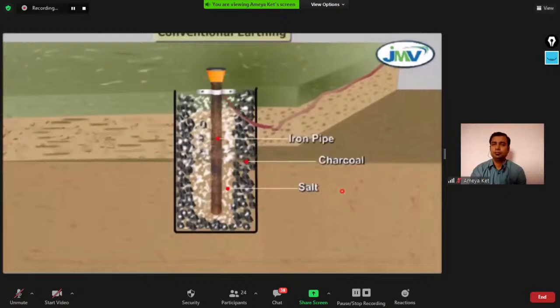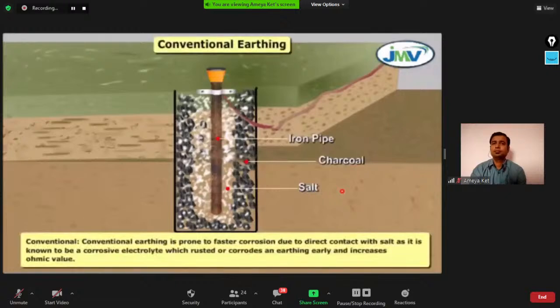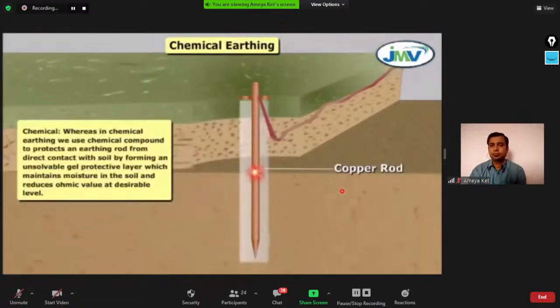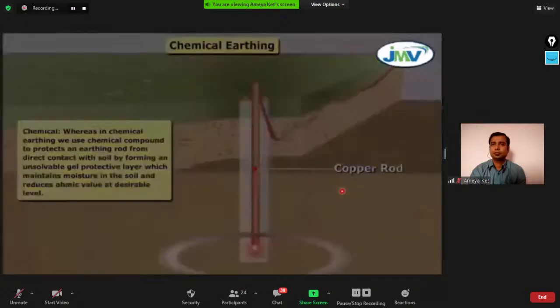Corrosion. Conventional earthing is prone to faster corrosion due to direct contact with salt, as it is known to be a corrosive electrolyte, which rusts or corrodes an earthing early and increases ohmic value. Whereas in chemical earthing, we use chemical compound to protect an earthing rod from direct contact with soil by forming an insoluble gel protective layer, which maintains moisture in the soil and reduces ohmic value at desirable level.